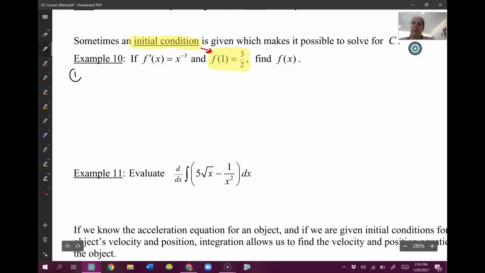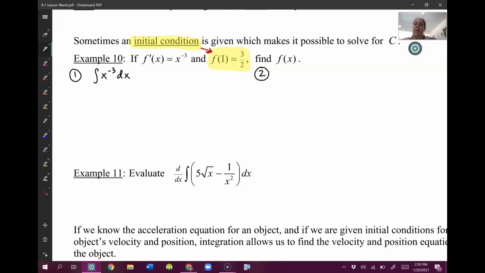So anytime you're given an initial condition, you're going to have two steps. Step 1 is to integrate. So notice it says f prime of x is x to the negative 3. We want to find f. So if we're given the derivative and we want to find the original, then we're going to need to integrate or anti-differentiate, go backwards to find the original.